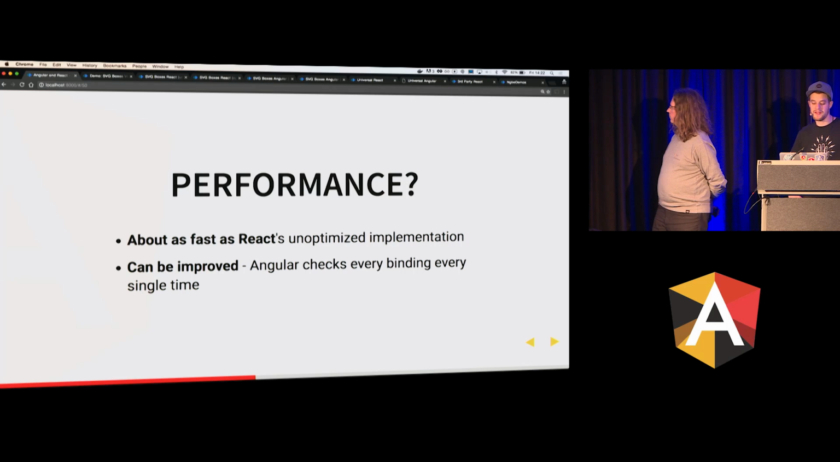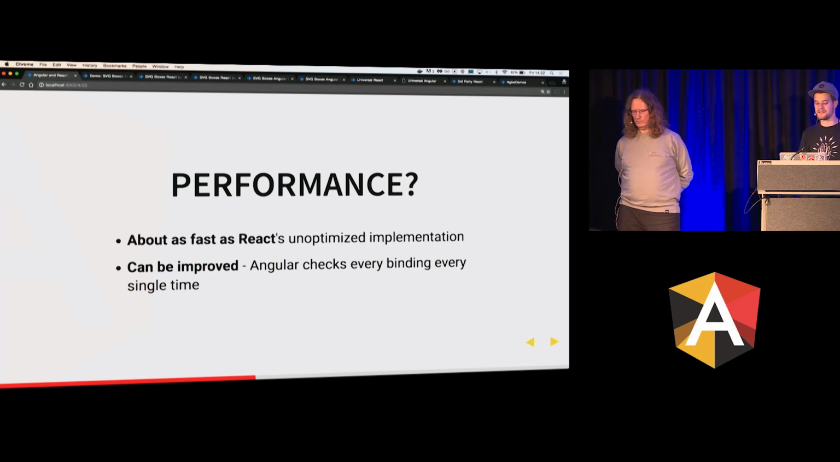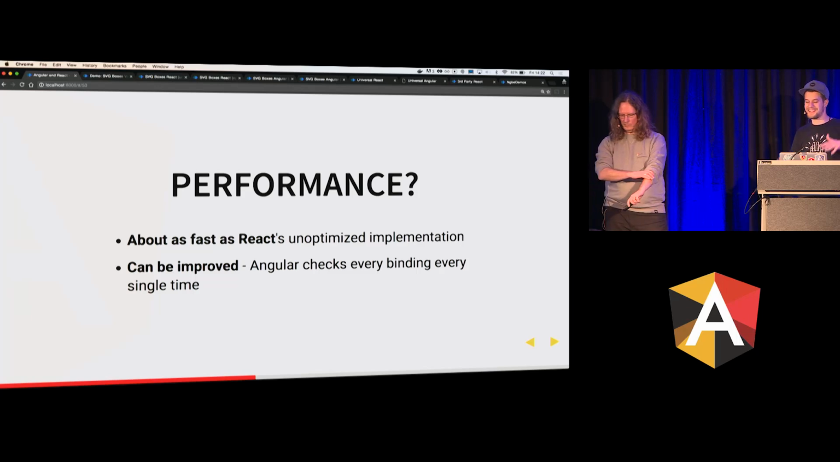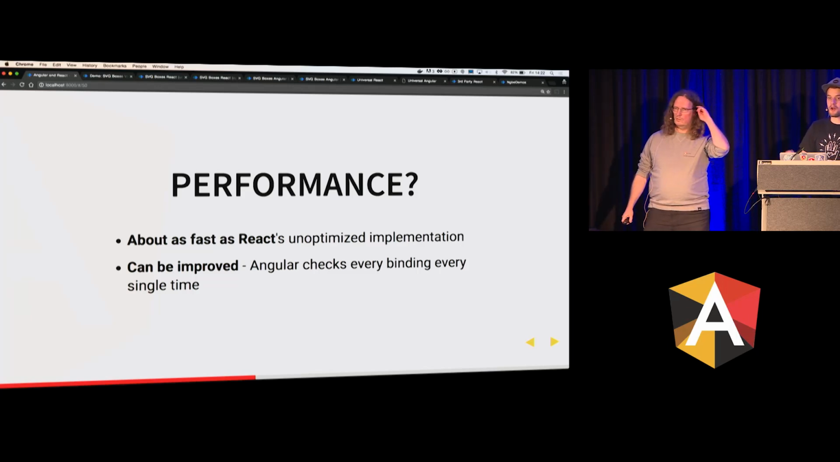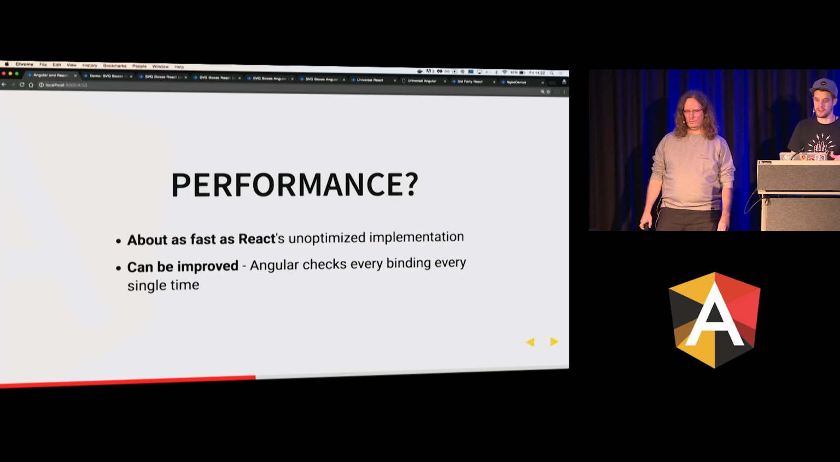So it turns out that the Angular version is about as fast as the React version, the unoptimized one. So they're about the same, at least measuring these demos on my machine, this MacBook Air, and the numbers might be different on different machines. So keep that in mind.